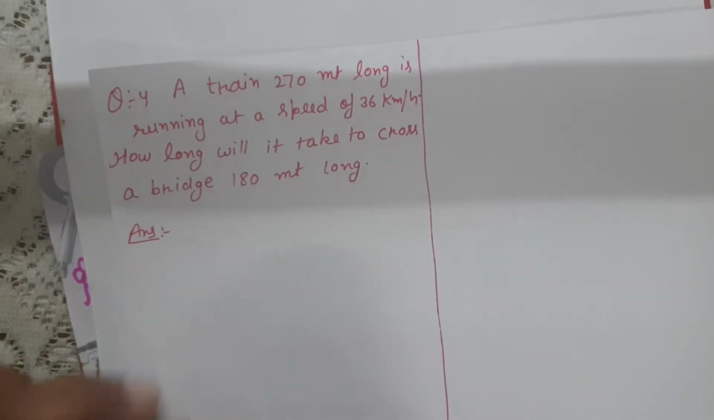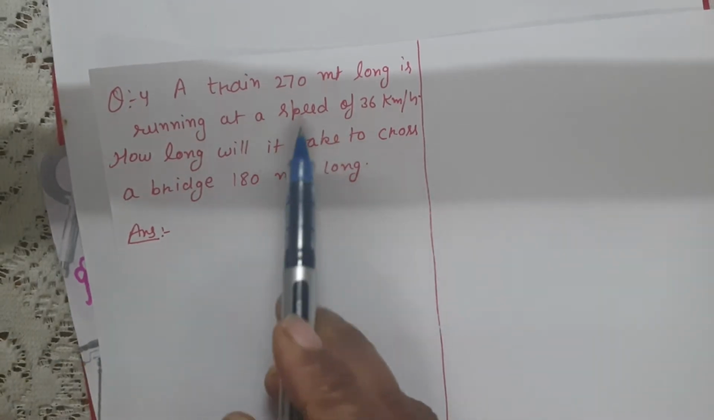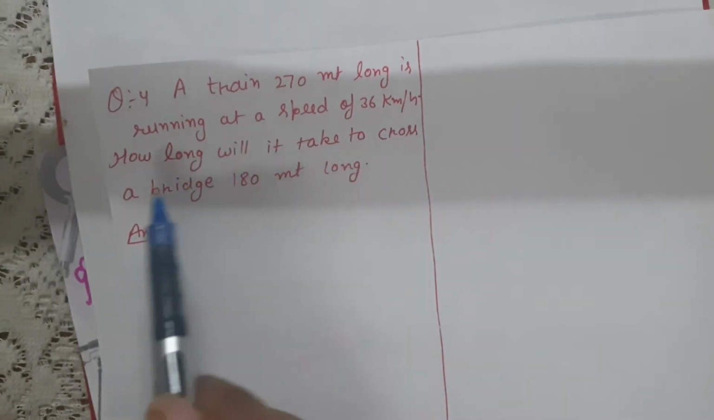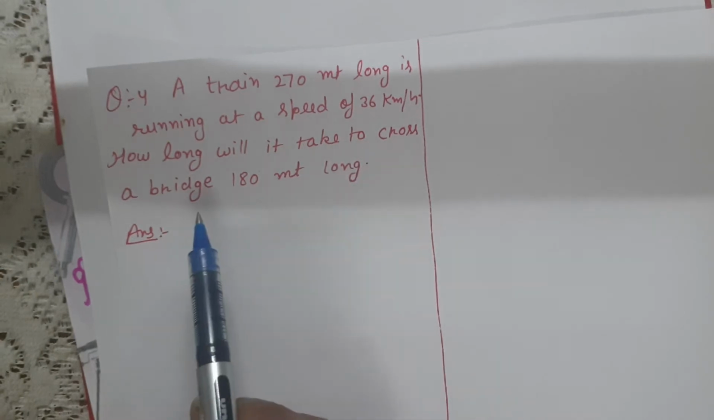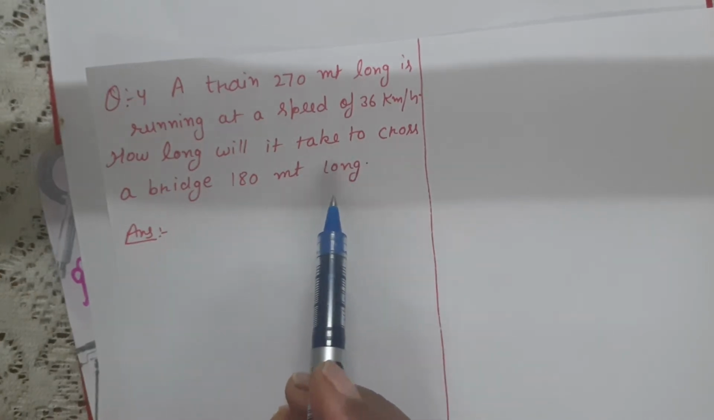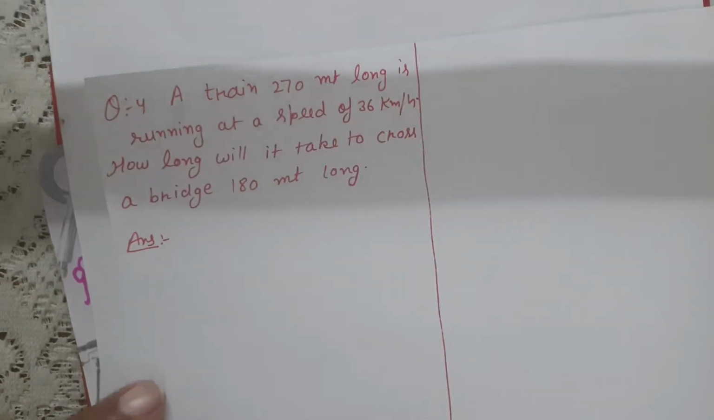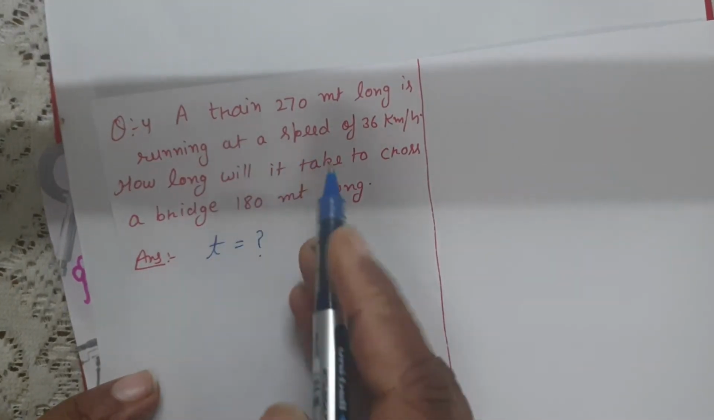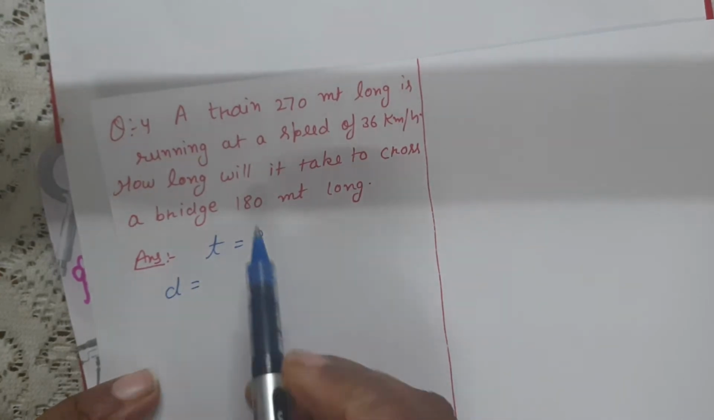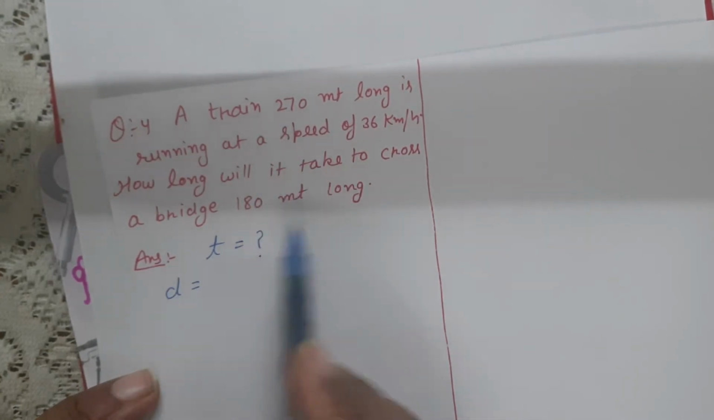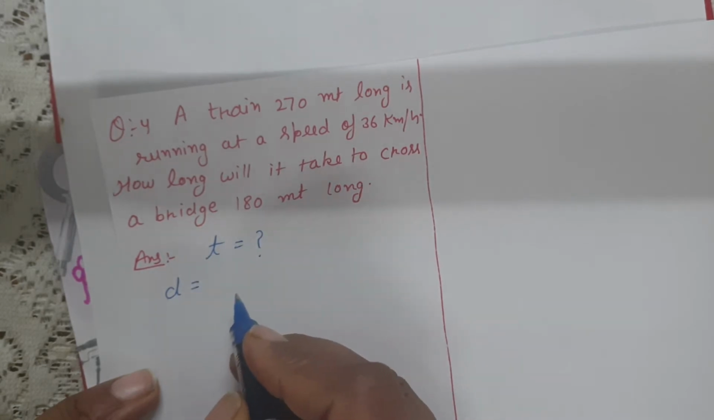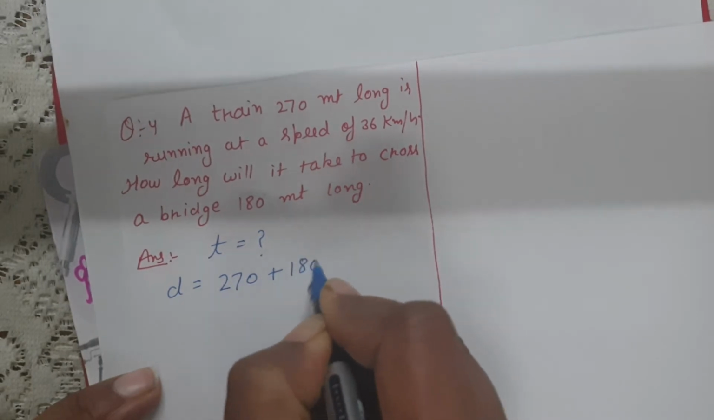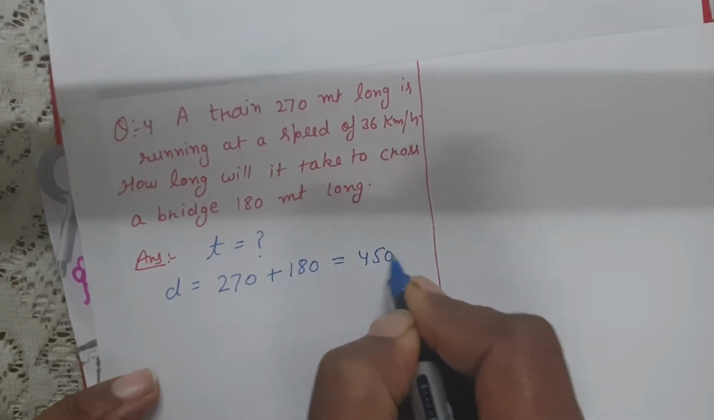Question number 4 is, a train 270 meter long is running at a speed of 36 kilometer per hour. How long will it take to cross a bridge 180 meter long? So in this question we have to find out t, time. And distance is the length of a train plus the length of a bridge. So distance is 270 plus 180 equals 450 meter.